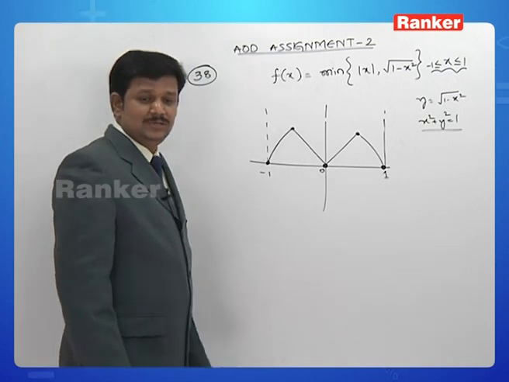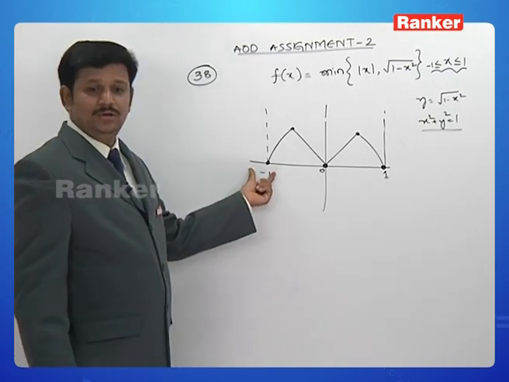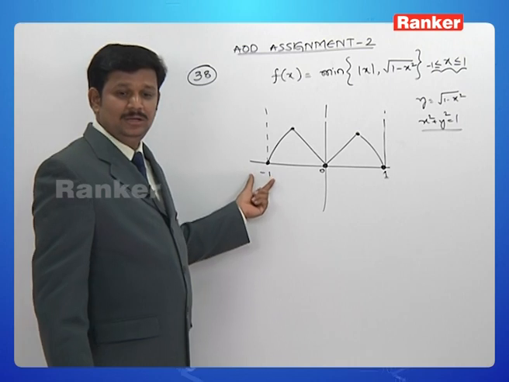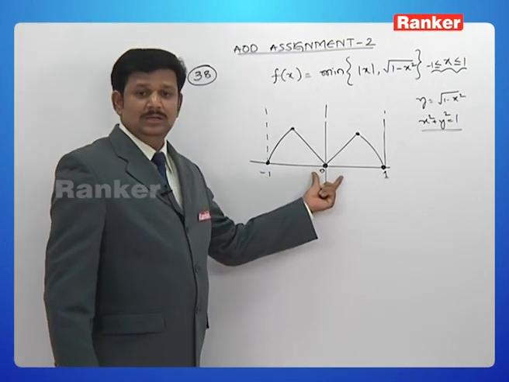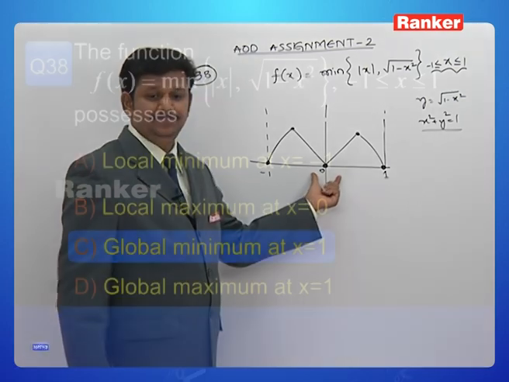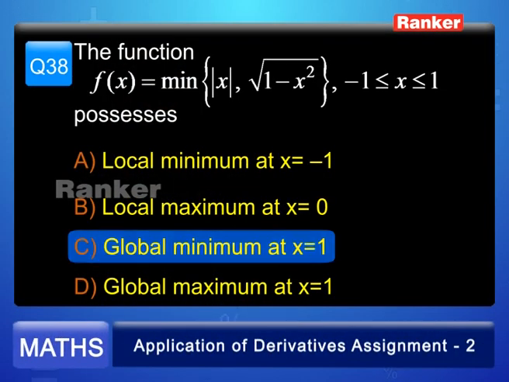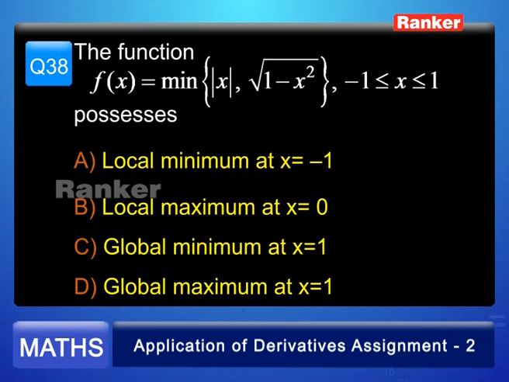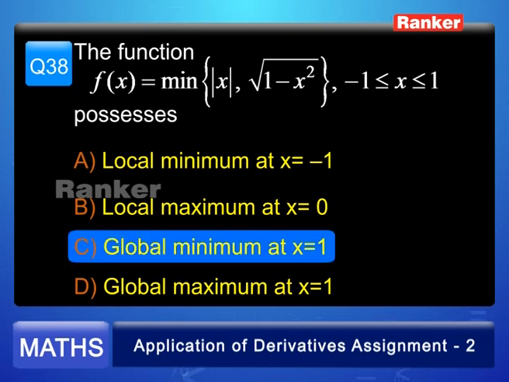So, among the options, minus 1 is not a local minimum, so it is not option A. 0 is not a local maximum, it is a local minimum, so it is again not option B. Yes, global minimum is at x equal to 1, 0 and minus 1. So, option C is the right answer.